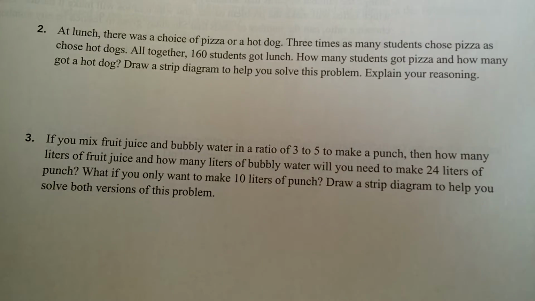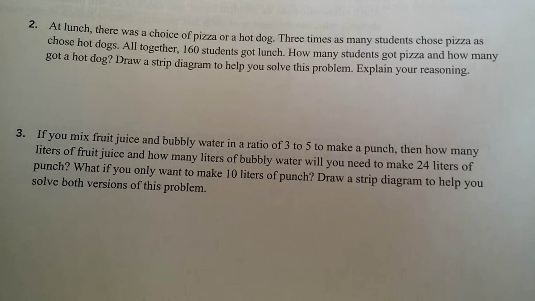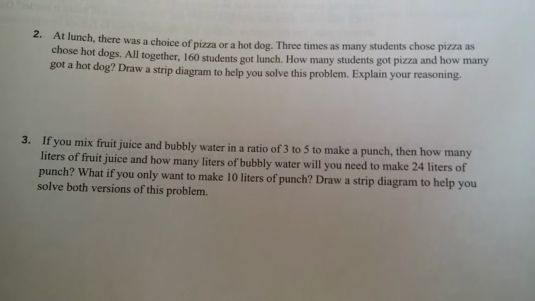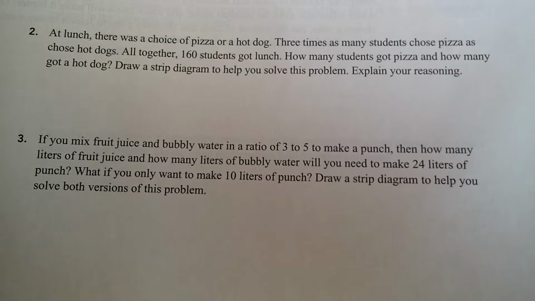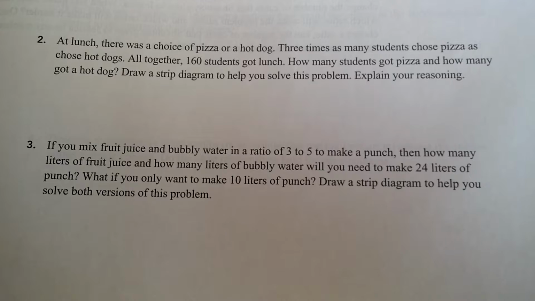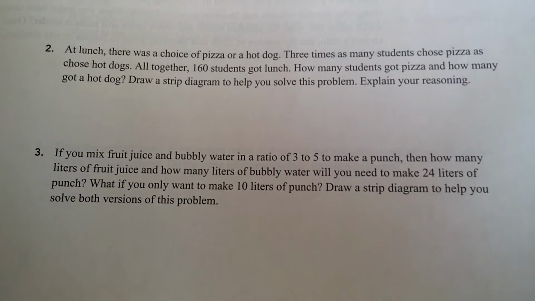For the last part, it reads, if you mix fruit juice and bubbly water in a ratio of 3 to 5 to make a punch, then how many liters of fruit juice and how many liters of bubbly water will you need to make 24 liters of punch? What if you only want 10 liters of punch? Draw a strip diagram to help you solve both versions.